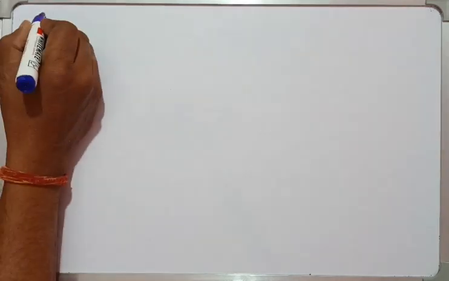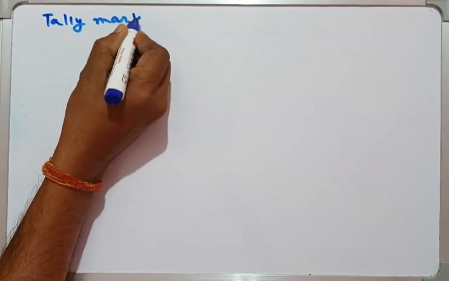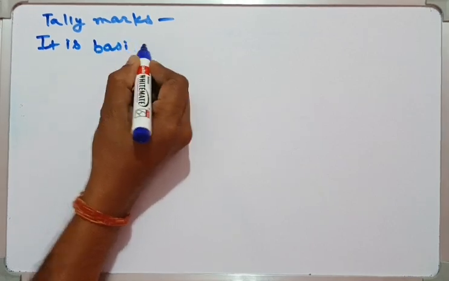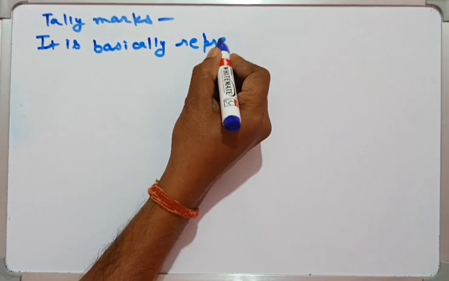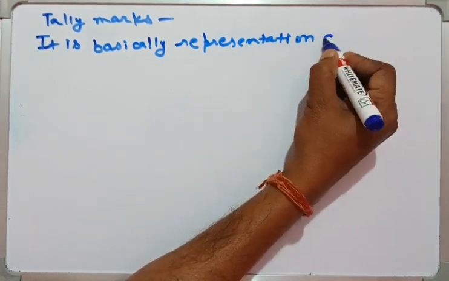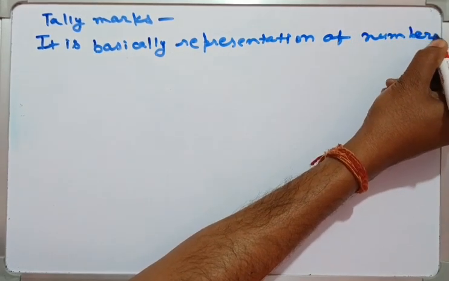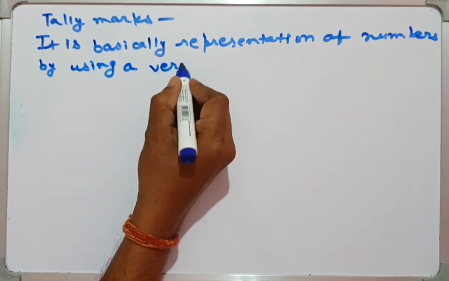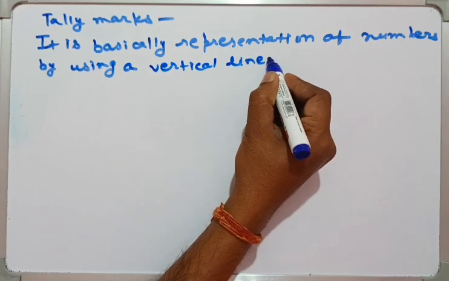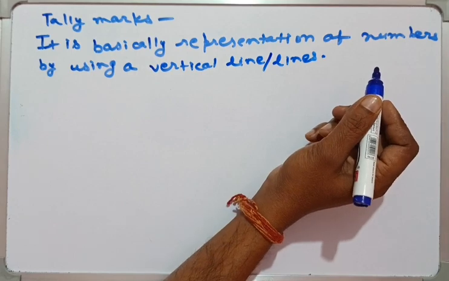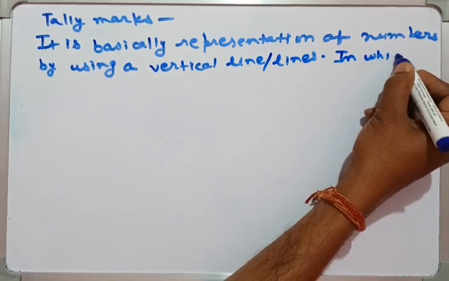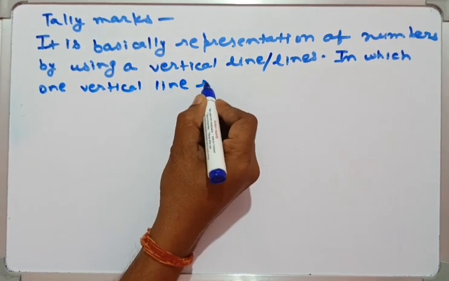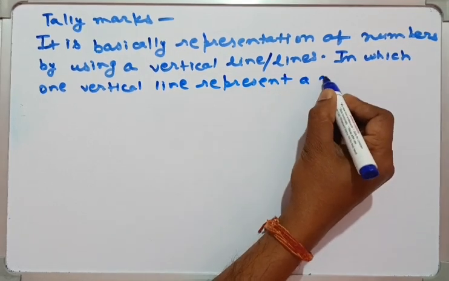Okay guys, so tally marks is basically a representation of numbers by using a vertical line, or say lines, in which one vertical line represents a number 1.